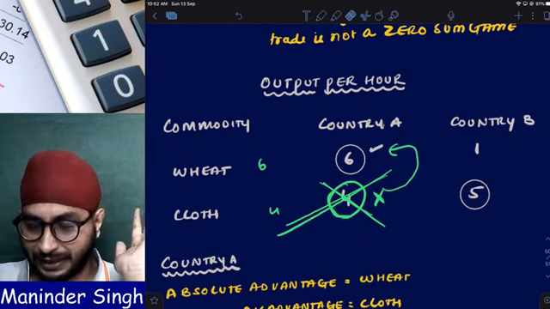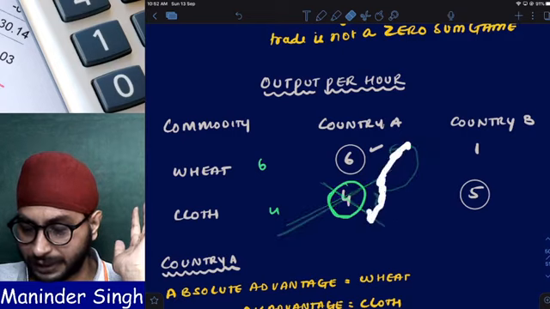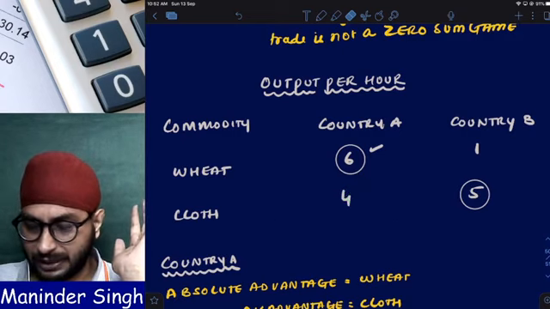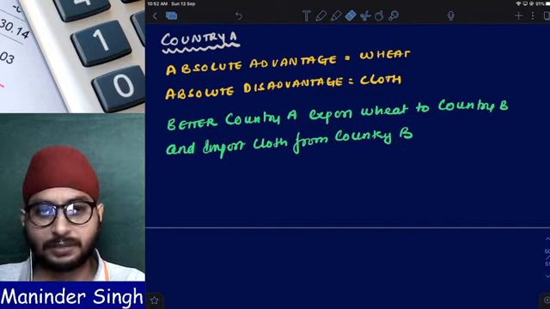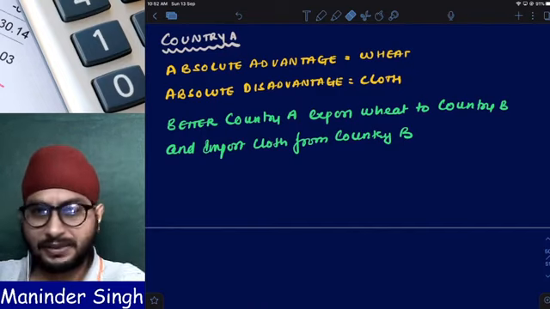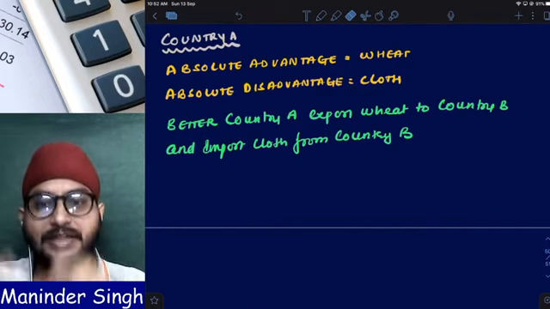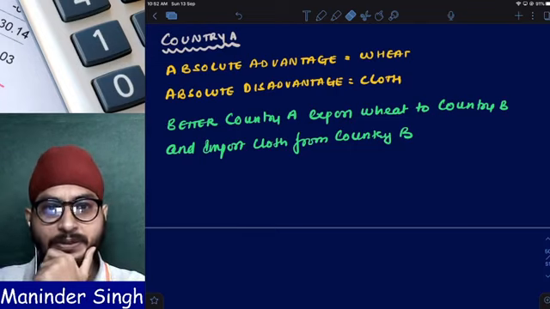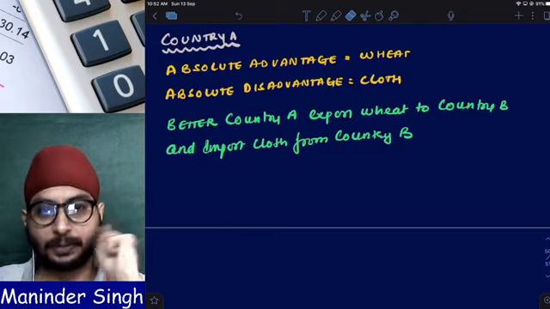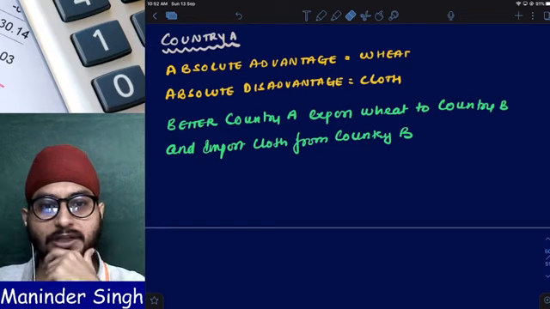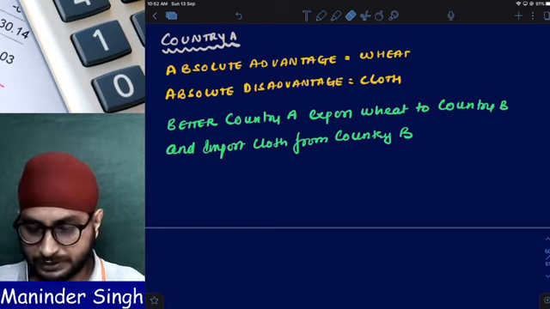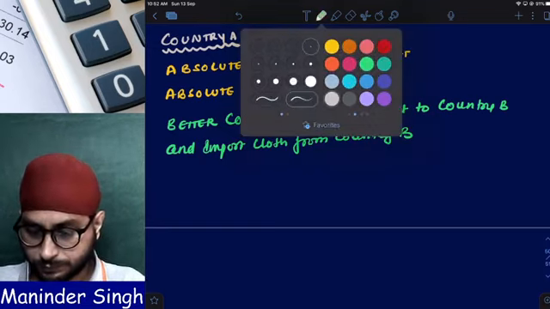So can I say, rather than wasting time producing cloth in my country, what will I do? I will take cloth from you and I will give wheat to you. Correct or not? Is it possible? I will take cloth from country B, and I will export wheat to country B. Correct or not? In the same way, let us take country B.